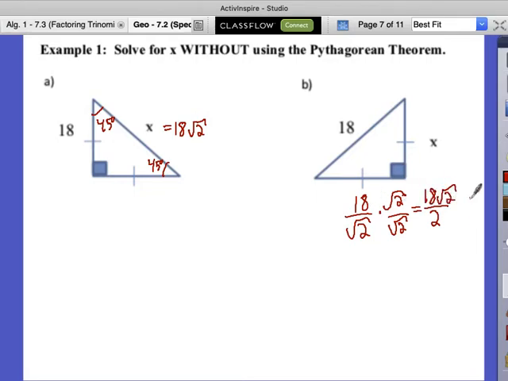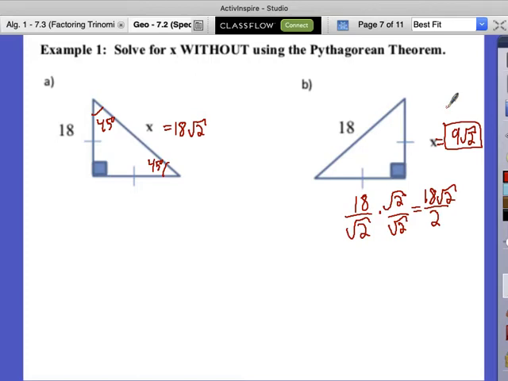Do we have a radical on our bottom anymore? No, but we can simplify. What do we actually end up getting? 9 square root of 2. Did we have to use the Pythagorean theorem here? Nope. Otherwise that would have been messy.